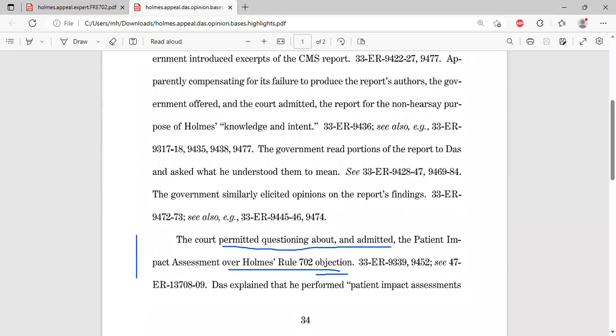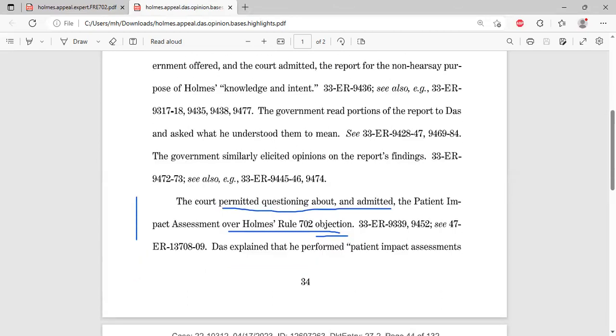Okay, the court permitted questioning about, here's where it is. The court permitted questioning about and admitted the patient impact assessment over Holmes's Rule 702 objection. She was objecting that Doss was now testifying as an expert, and it was inadmissible testimony because they claim the prosecution did not fulfill the requirements that you have to meet when you call an expert witness. You have to provide the basis of their opinion, a summary of their opinion.